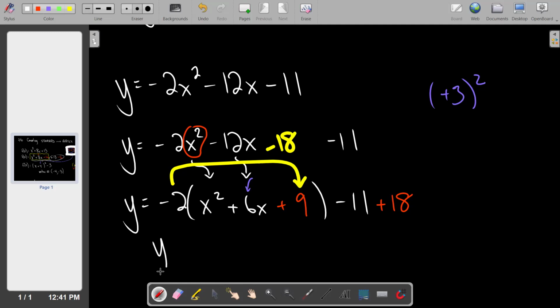So y equals what? -2 times (x + 3) squared plus 7. Done.